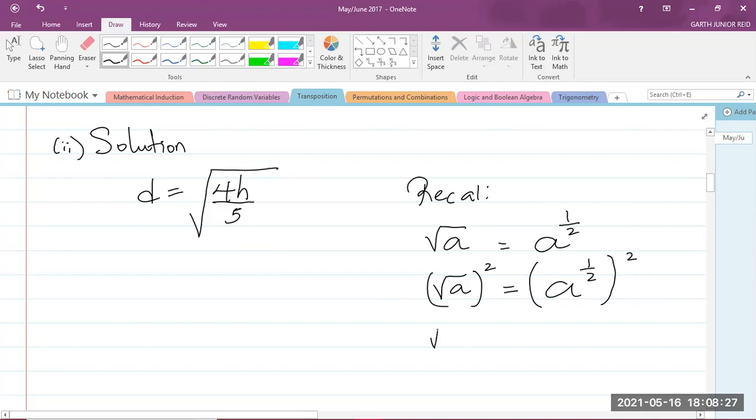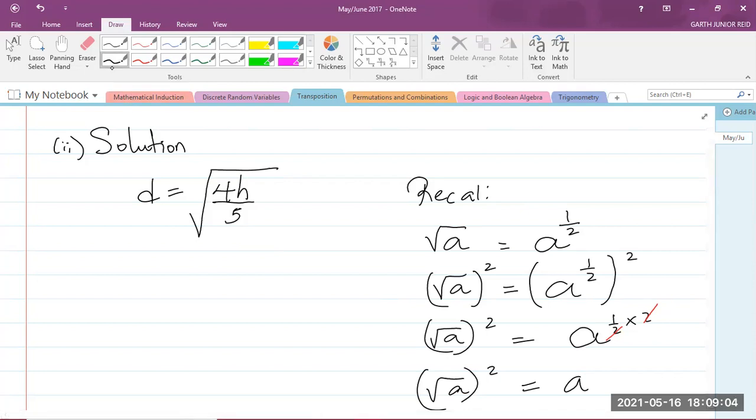So it means that I have the square root of a, all right, squared is equal to, now I can bring the power inside and multiply it by the half. A to the power a half times 2. So when I do that, clearly you can see that the 2's will cancel out. So the square root of a all squared is just going to give me back a, the expression under the square root.